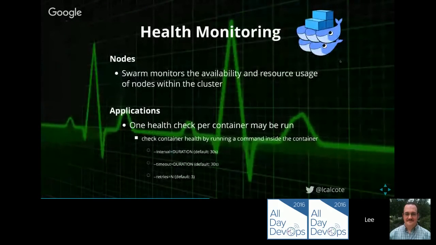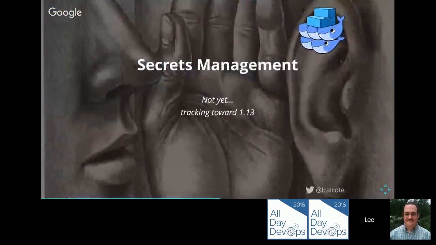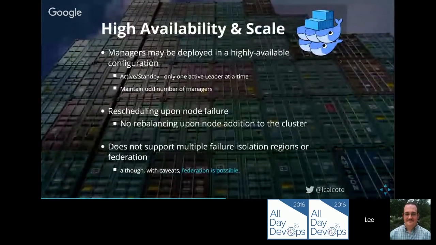Again, noting the time, going to push forward, call out a couple of things. IPVS, highly efficient load balancing, and that happens inside of the Linux kernel. Some great things. Docker Swarm doesn't have secrets support just yet, but is tracking towards that in the 1.13 release. Again, we probably won't touch the high availability here. It's kind of a sticky subject. There are some tests that have been run and are available out there.